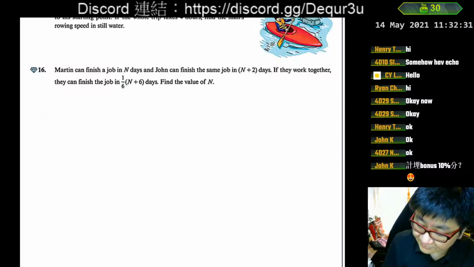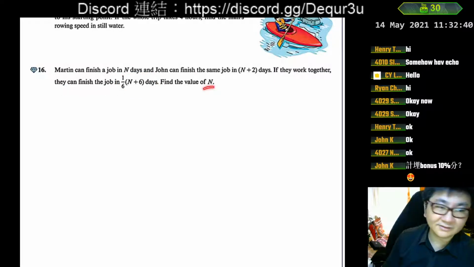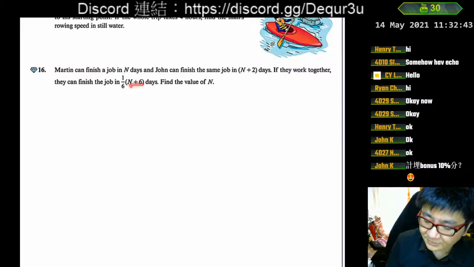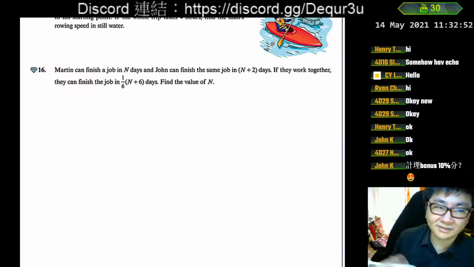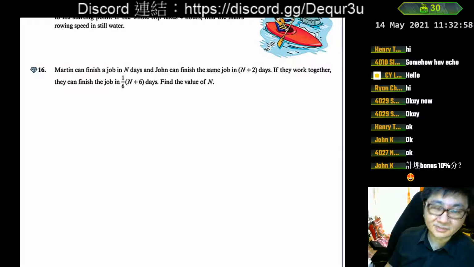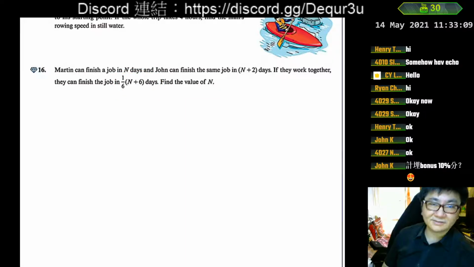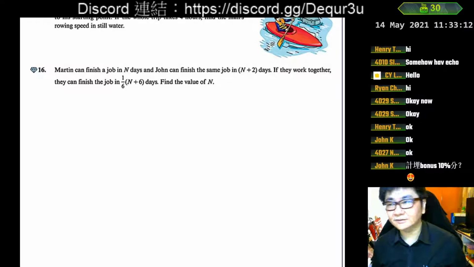And then the second sentence is about what if they work together. If they work together, then they can finish the job in (n plus 6) over 6 days. And we want to find this n. This (n plus 6) over 6 should be fewer days because they are working together, so it may save time. So this is the situation: Martin finishes the job in n days, John takes 2 more days, and if they work together, they can finish the job in (n plus 6) over 6 days. And we want to find the unknown n.